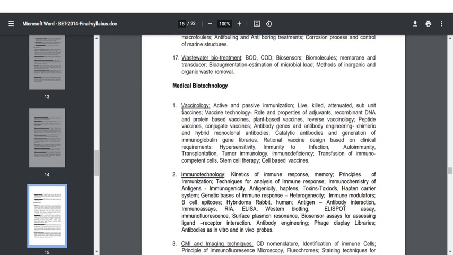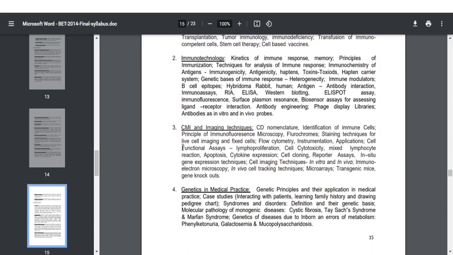In medical biotechnology, the vaccinology and immunology portion will already be covered. Next, you need to study immunotechnology. For immunotechnology, just refer to the QB book. At least try to concentrate on the RIA technique, ELISA, Western blotting, ELISpot, surface plasmon resonance, and immunofluorescence. So just study these 6 topics that I have mentioned here. You can leave the imaging techniques and all.